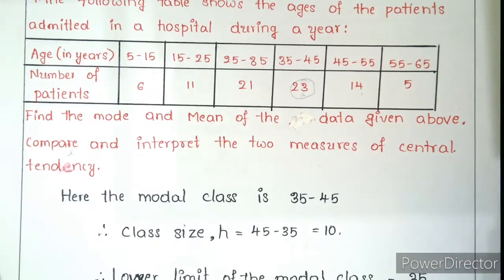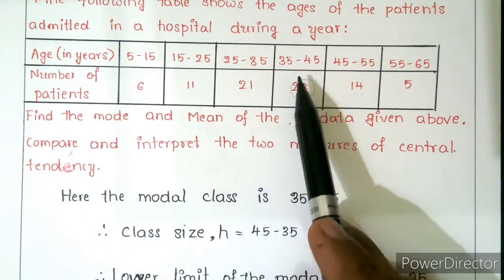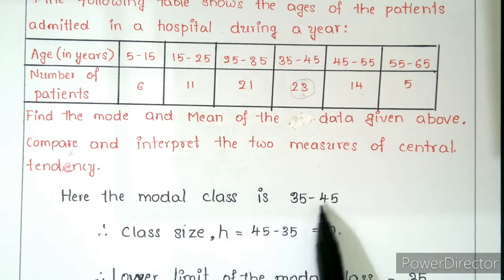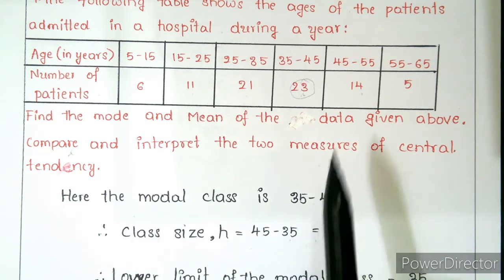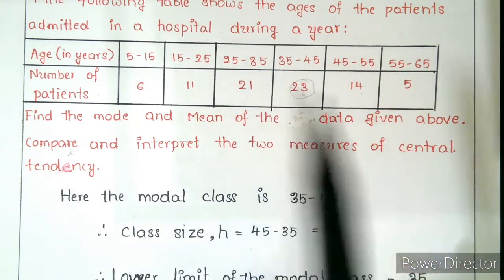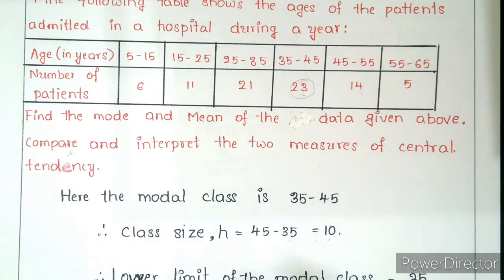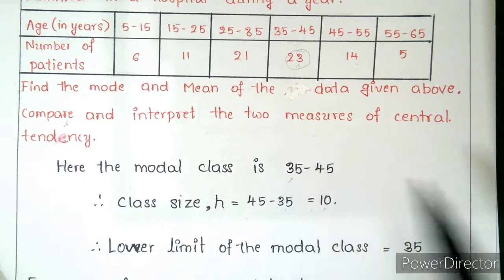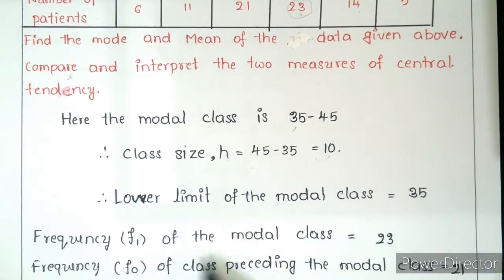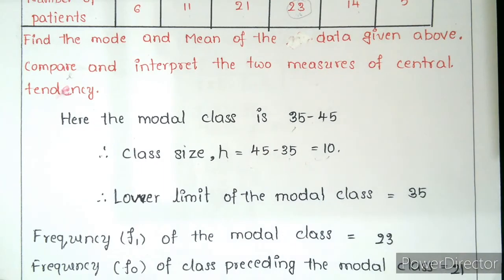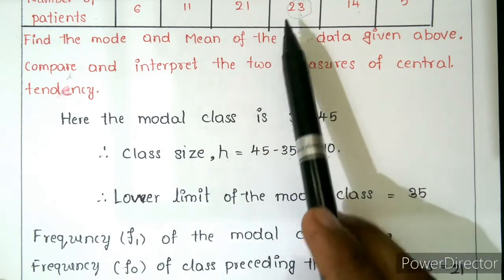So here the modal class is 35 to 45, since you have the maximum frequency. So class size h, 45 minus 35, you get 10. The size of the class is 10. For 25 to 35 you also have 10 numbers. So the lower limit of the modal class is 35. This is the lower limit, 35. And the frequency F1 of the modal class, that is 23. And the frequency F0 of the class preceding the modal class is 21.